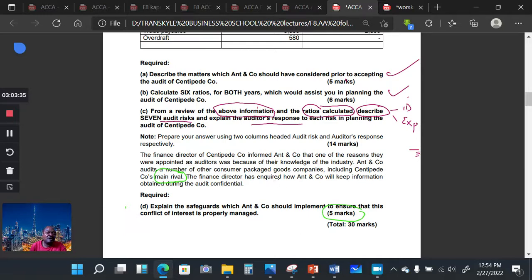Remember, confidentiality is one of the fundamental ethical principles. We need to respect the client's confidentiality. Now required, explain the safeguards which Ant & Co could implement to ensure that this conflict of interest is properly managed. How are we going to ensure that we do not disclose the client's information to the rival, especially? So in this case, there is a conflict of interest issue here, where we are auditing our client's competitor.